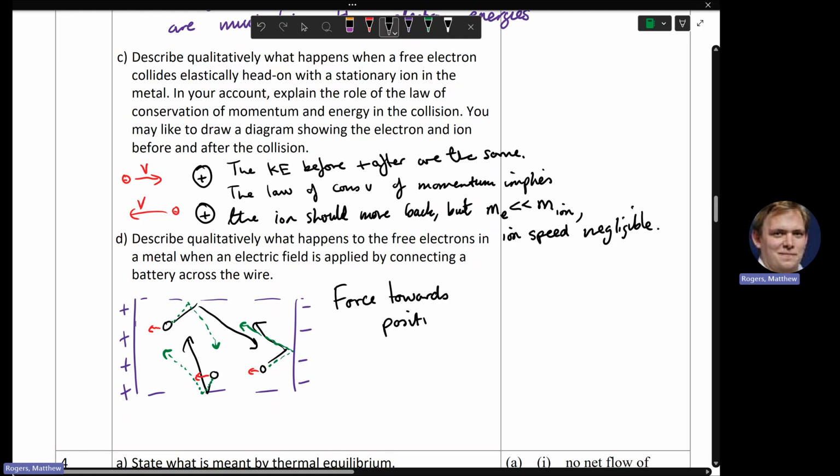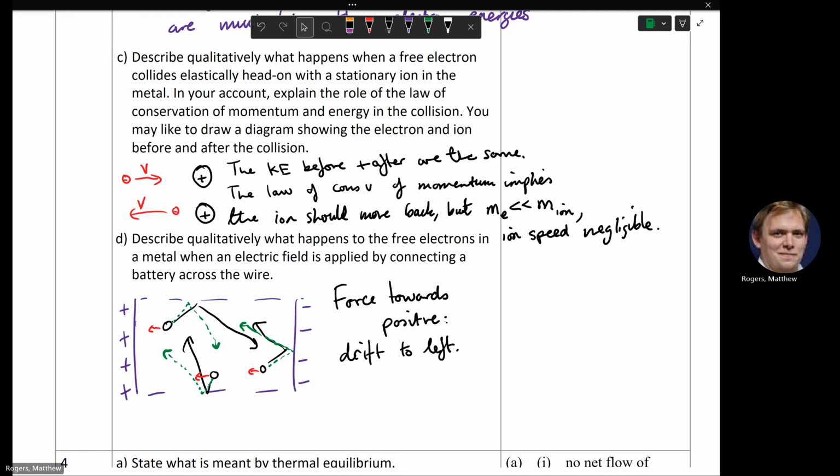And the term we use is the drift velocity. So we're going to say they drift in my diagram to the left. But we'd still have plenty moving to the right. It's just overall they have this bit of force pushing them to the left in my diagram.